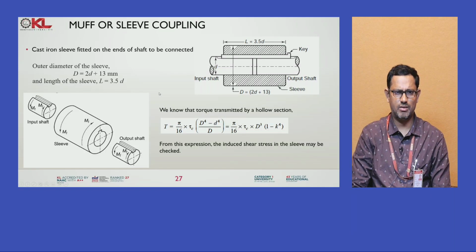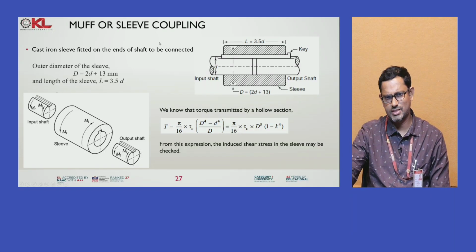So now what are the components here in the coupling? If you see, this is the arrangement, and these are the different parts in the entire unit of the sleeve coupling. First one is the input shaft, output shaft, then sleeve, and then keys. This is the key, this symbol, this is the key.